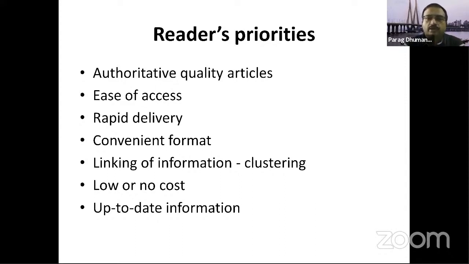He wants authoritative quality articles. He wants ease of access. It should be available maybe on the smartphone or a tablet. It should get rapidly delivered. It should be in a convenient format where he can copy, paste, underline, highlight. It should have good linking, what we call clustering, or it should be free of cost, and it should give up-to-date information. In a one-day match, we don't want the score of two hours back. We want the score of the recent over. So we want all the information up to date.